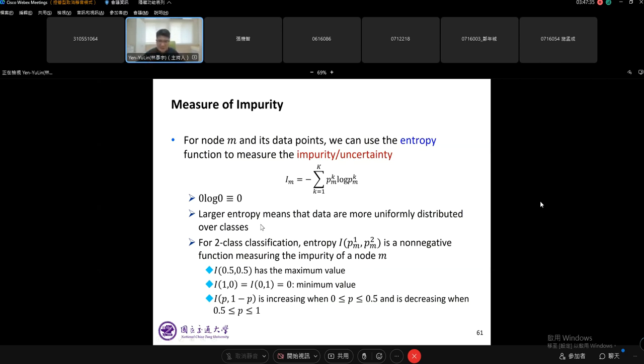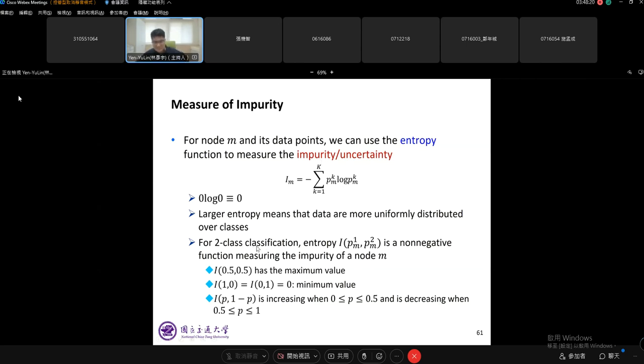Okay, so let's look at the meaning of entropy. Larger entropy means that data are more uniformly distributed over classes. So large entropy means a high level of impurity. This is not the case we prefer. In this situation, it is very difficult to carry out classification. Data points belonging to this decision node are not predictable because there is a high entropy and the degree of impurity is high.